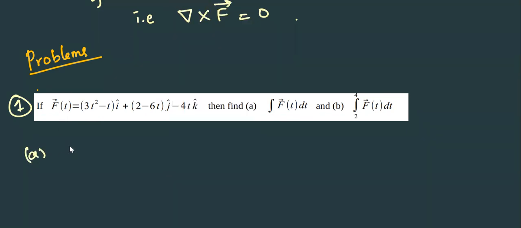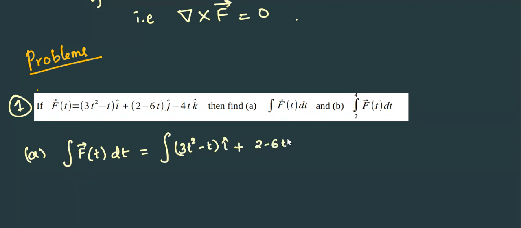The first part, the integral, the antiderivative of f of t dt. So this is the antiderivative of (3t square minus t) times i plus (2 minus 6t) times j minus 4t to the 4k, with respect to t.